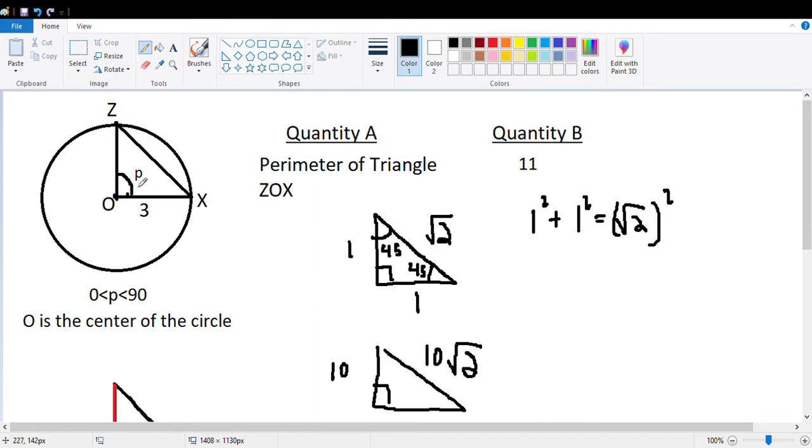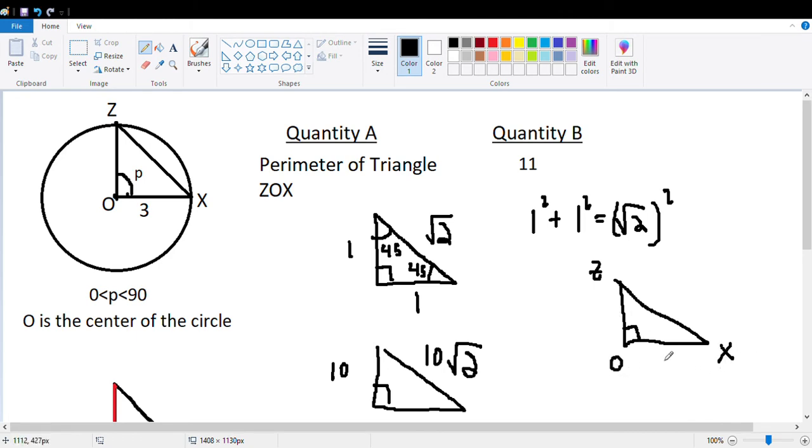And what's the largest possible value that P can be? Well, they tell us that P is at most 90. In fact, it cannot be 90; it has to be a little bit less than 90. So if I assume it's 90, I actually have a triangle with a perimeter that is larger than all the possible perimeters that I could actually create for this triangle. So I'm going to assume the extreme case: that the triangle inside this circle, ZOX, has a P-value of 90. That is, it becomes a right triangle. And I label it ZOX.